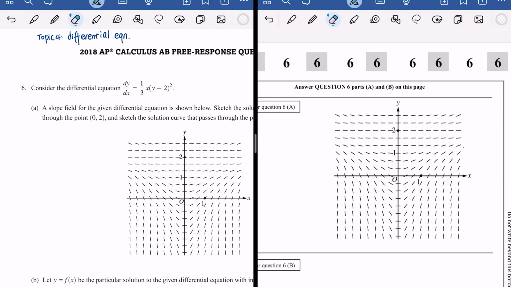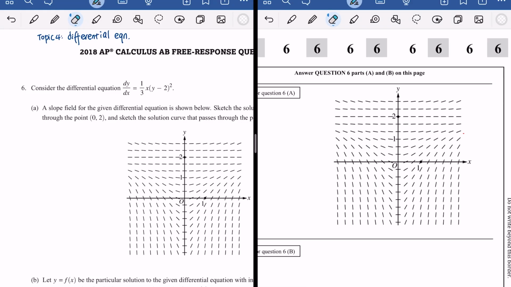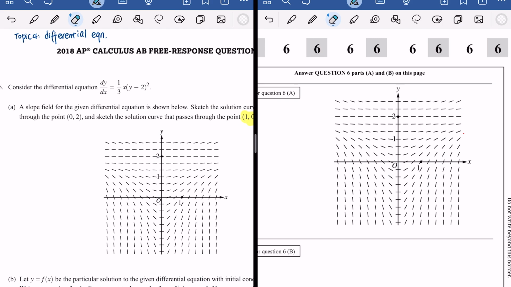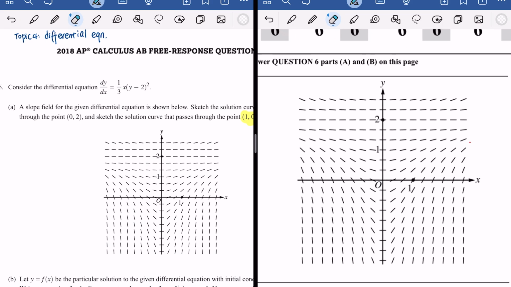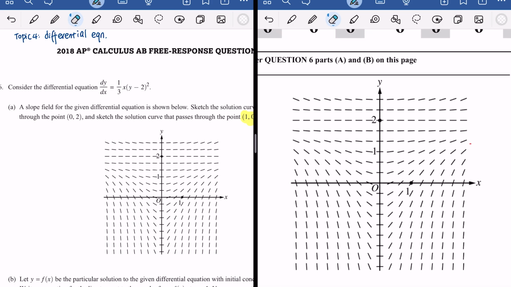The first topic is differential equations, and the question is giving you dy/dx as the differential equation. On part A, the slope field is given to us. We need to draw two different solution curves onto the graph itself, which is provided in the booklet. The first solution curve must go through (0, 2).